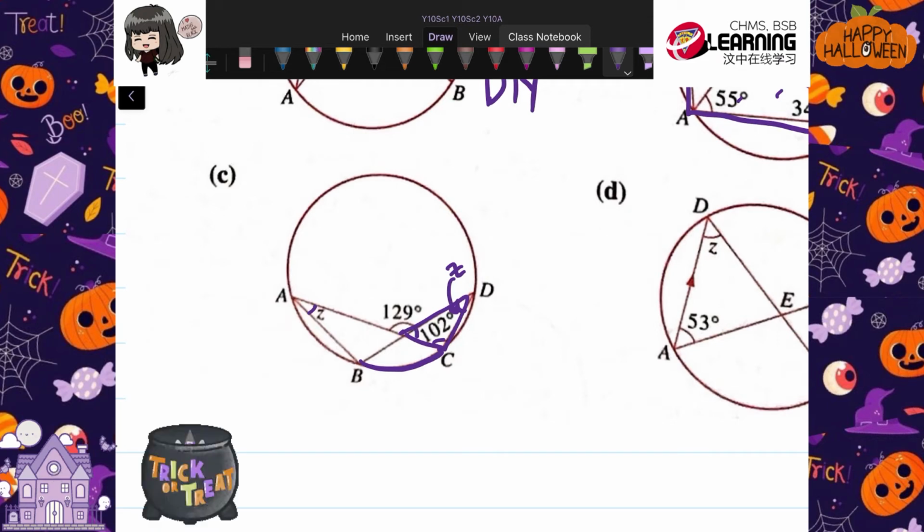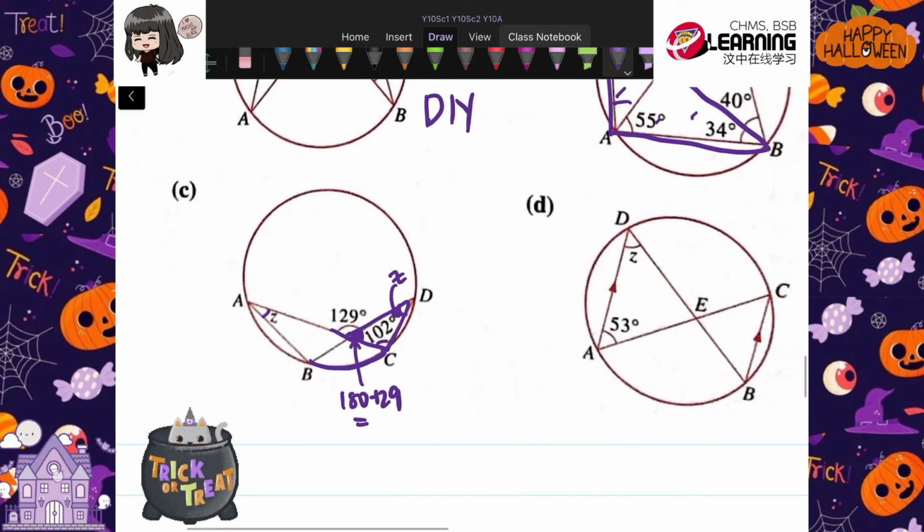So you find this small angle over here first. This angle is a straight line, 180 minus 129. And then it's a triangle here. So 180 minus the angle that you found, minus 102 to find Z. Alright, DIY.